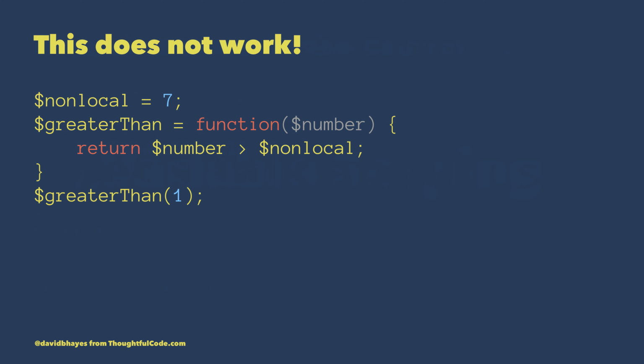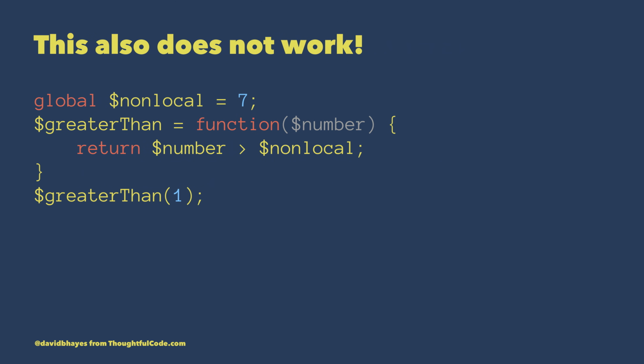So non-local is defined before the function is defined. The function then does not know about the non-local variable. We call it, we get an error. This also doesn't work. So PHP has had this global keyword for a while. If you've worked especially in legacy PHP code bases, you've probably seen this keyword, but hopefully you haven't needed to understand it in great depth.